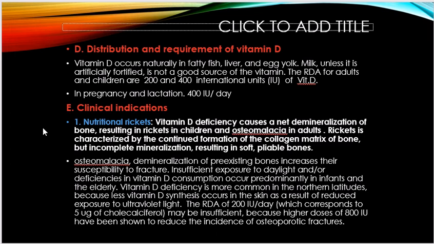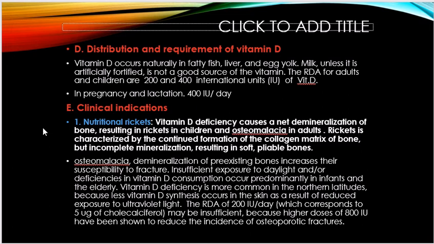The distribution and the requirement of vitamin D. Vitamin D occurs naturally in fatty fish, liver and egg yolk. Milk, unless it is artificially fortified, is not a good source of vitamin D. The recommended dietary allowances for adults and children are 200 and 400 international units respectively of vitamin D. In pregnancy and lactation, the requirement is 400 international units per day.